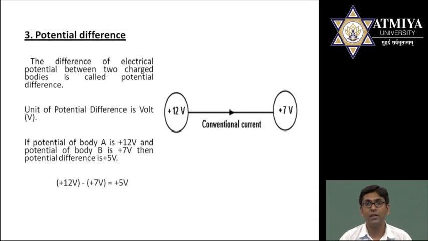The conventional current will flow from higher potential to lower potential, and in our case the higher potential is plus 12 volt and the lower potential is plus 7 volt, and that is why the conventional current will flow from plus 12 volt to plus 7 volt. Now unit of potential difference is also volt.